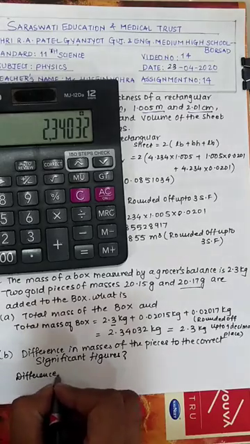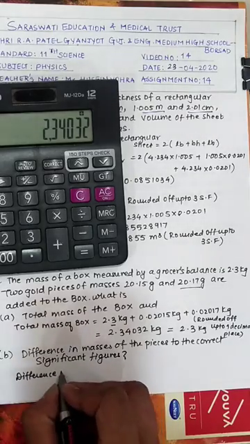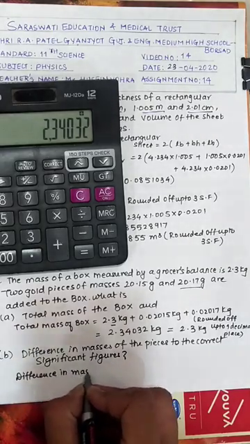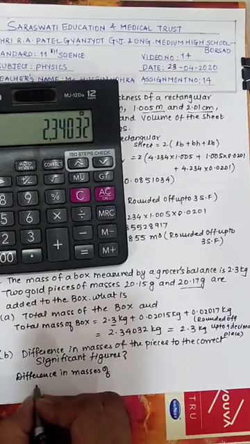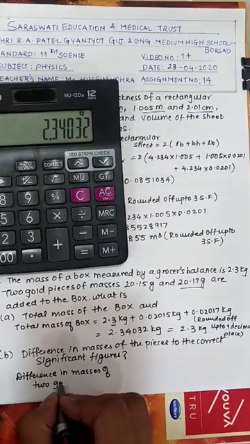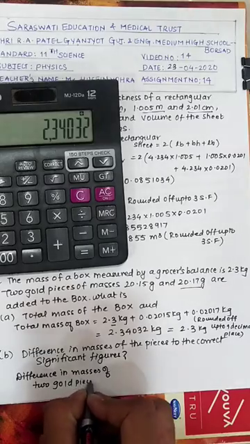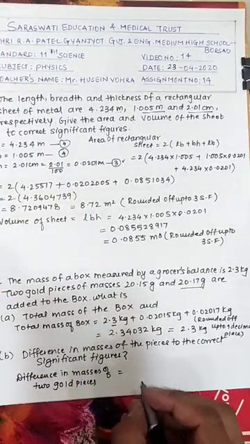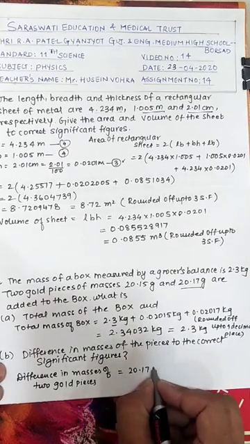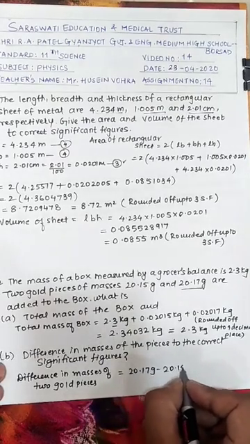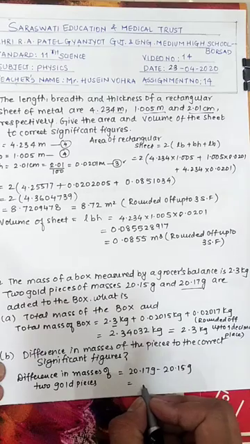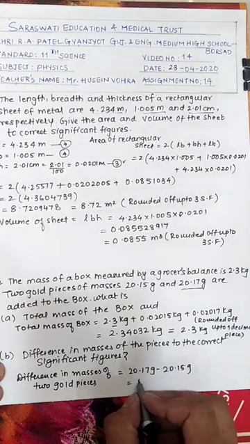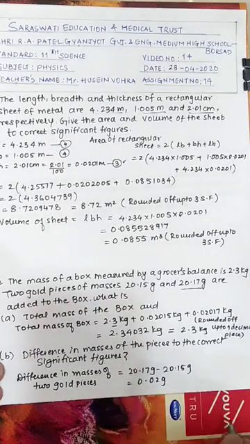Difference, that is equal to the difference in masses of the two gold pieces. That is equal to how much? That is 20.17 grams minus 20.15 grams. So the answer is how much? 0.02 grams. Yes or no? 0.02 grams. You have to check.